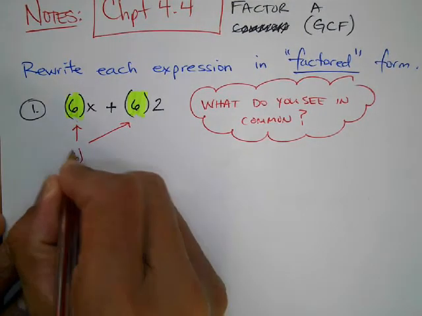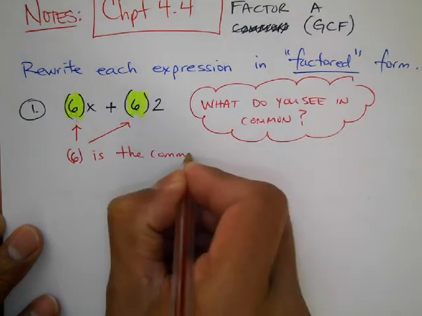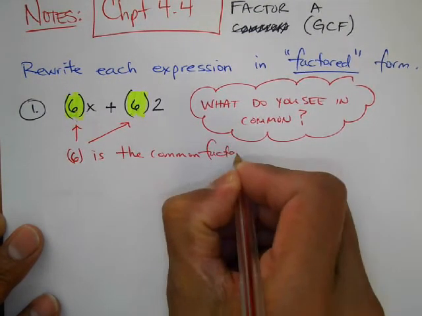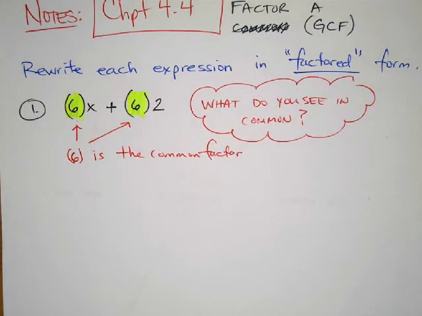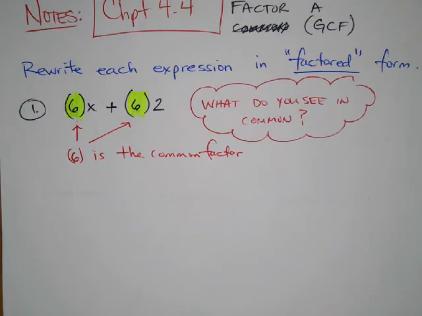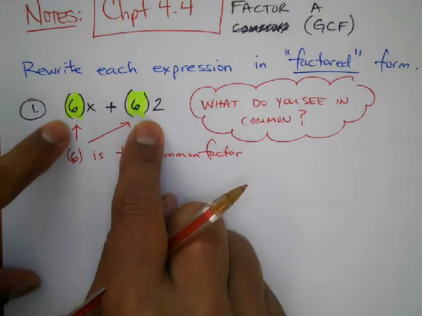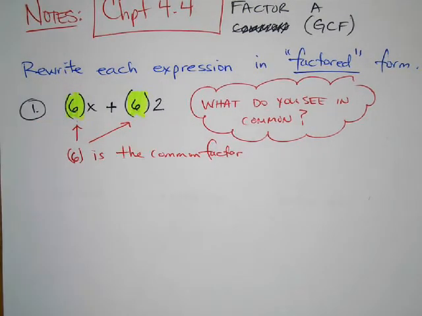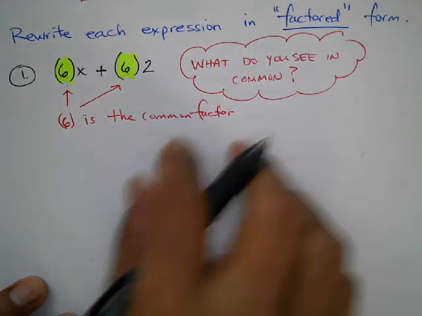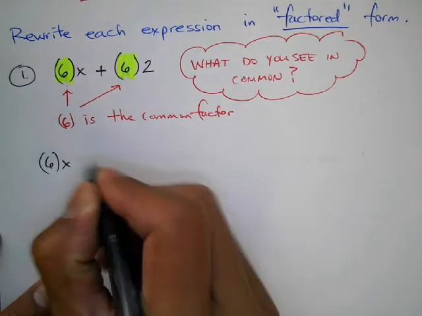So 6 is the common factor, right? Okay, I can see that. Now, how do you rewrite this expression in factored form? Well, all you do is this. Since you see that 6 is the common factor, let me write this again. I'll only do this for number 1, but after that we won't do all this writing and explanation. Let me write it again.